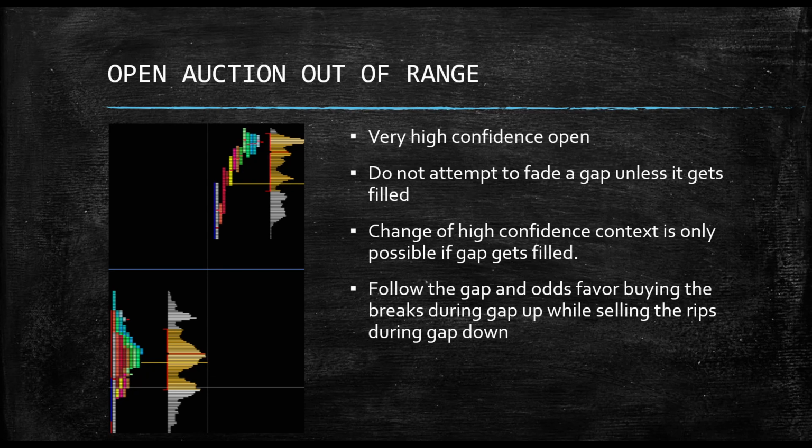One of the mistakes that novice traders make is fading the gaps. Never attempt to fade the gap. The bigger the gap, the higher the odds for the market to continue in the direction of the gap, often forming a trend day. Context gets changed only if the gap gets filled immediately, making it an open rejection reverse. So in case of a gap, follow the gap as long as it doesn't get filled, and the odds favor buying the breaks during a gap up while selling the rips during a gap down.